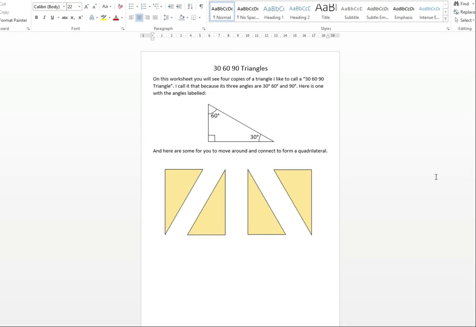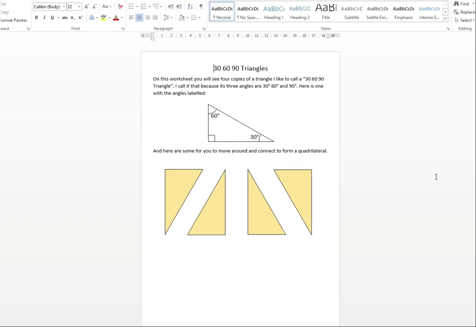So this worksheet looks really similar. It says at the top, on this worksheet you will see 4 copies of a triangle I like to call a 30, 60, 90 triangle. I call it that because its 3 angles are 30, 60 and 90. Here is one with the angles labelled, so that bit's just like before, except that I've only made 4 copies for you and I've coloured them in so that they stand out on the page while you're moving them around.